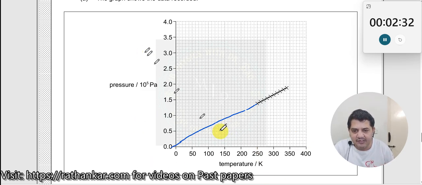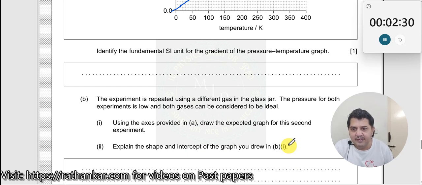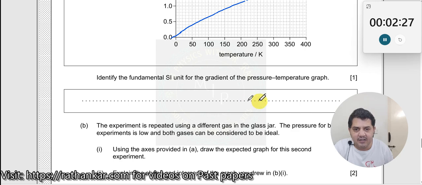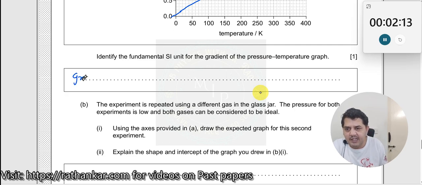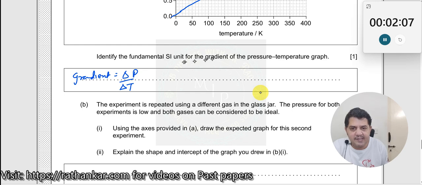Now, pressure versus temperature is being shown over here, and we must identify the fundamental SI unit for the gradient of the pressure-temperature graph. This is your gradient, right? What does the gradient of a pressure-temperature graph tell you? This is delta P, this is your delta T. So the gradient should be delta P divided by delta T. It is only asking you the SI unit for the gradient, nothing else. Do not worry what kind of gas, what equation, nothing. Now, what is P here? P is nothing but force by area, and delta T is measured as temperature.